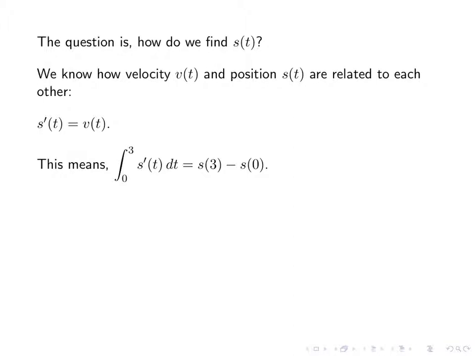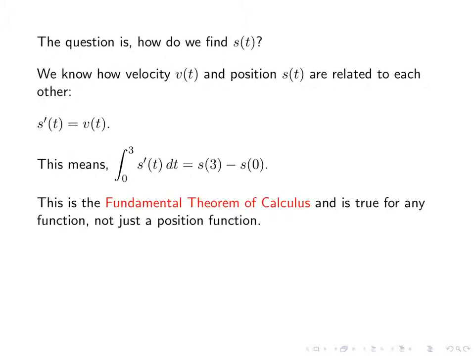This means that the integral from 0 to 3 of s prime of t dt, which again is v of t, is s of 3 minus s of 0. This is known as the fundamental theorem of calculus. It's the main overarching idea of calculus. And it's true for any function, not just a position function. So the function can be telling anything. It doesn't have to be the velocity of a car or the position of a car or anything like that. And in general, we write it as the integral from a to b of f prime of x dx equals f of b minus f of a. So again, this is true for any function.